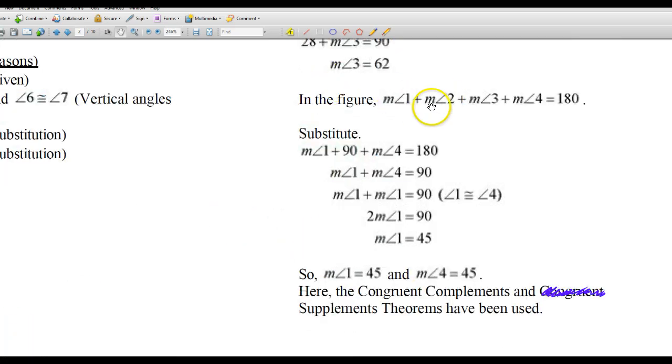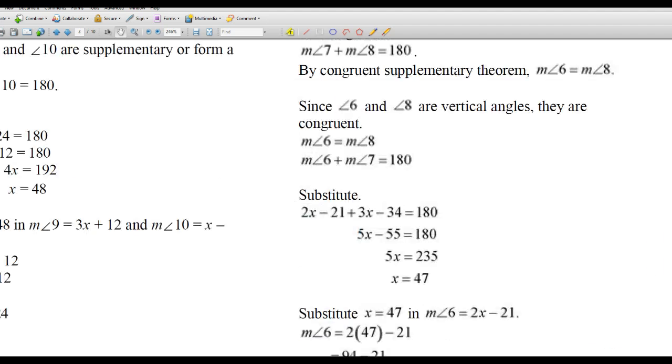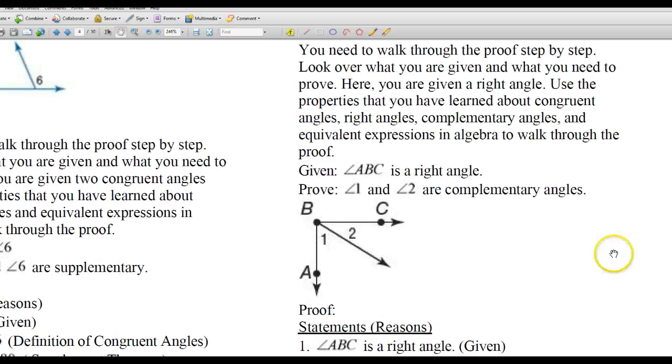In the next part it says that in the figure 1 plus 2 plus 3 plus the measure of angle 4 equals 180.